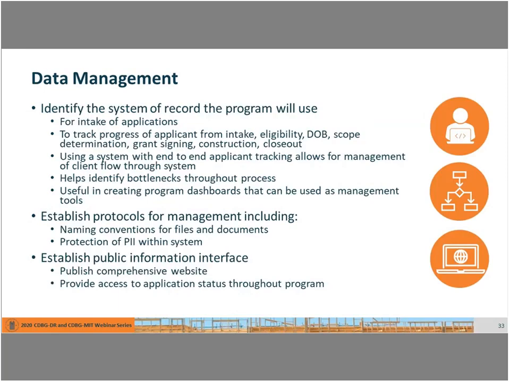Unless your program intends to serve only LMI, you'll want to have a system that gives you the updates on a breakdown of LMI versus non-LMI households that you've served. The system should also be able to track where your applicants are within your program. At application, are they getting ready for award? Has the environmental review been completed? Is the scope developed? And are they in construction?